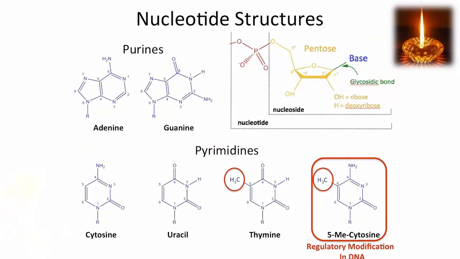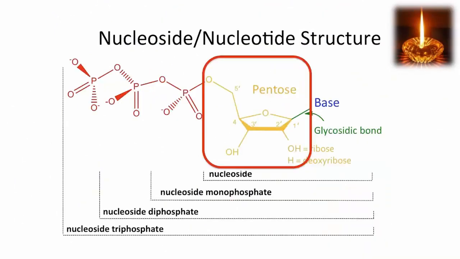We started with the bases, but now what is the overall structure? The bases are attached to a pentose sugar. It's a 5-membered ring, and you'll notice that it's numbered 1', 2', 3', 4', 5', whereas the bases are numbered 1, 2, 3, 4, and so on. This distinguishes the numbering system used for the pentose sugar and the base.